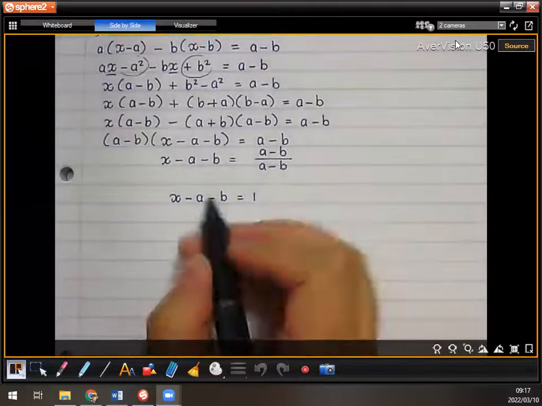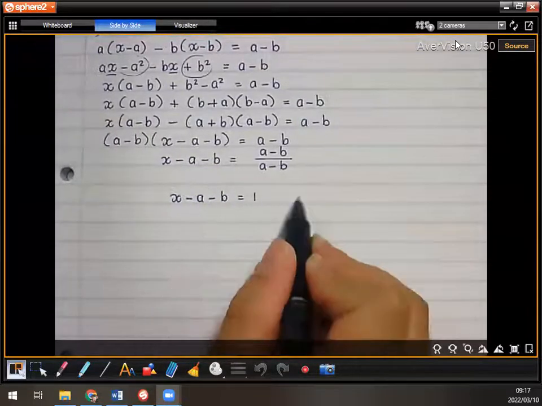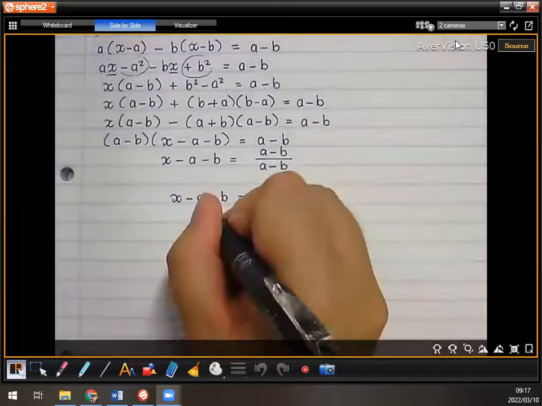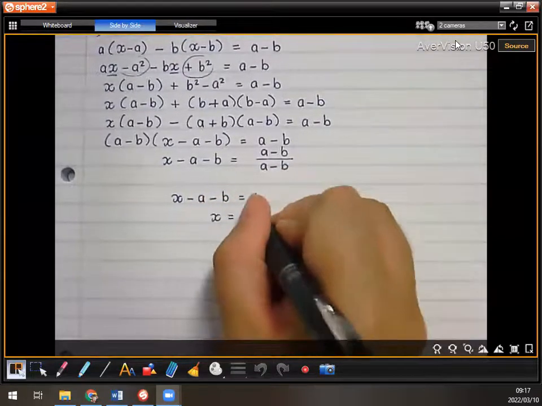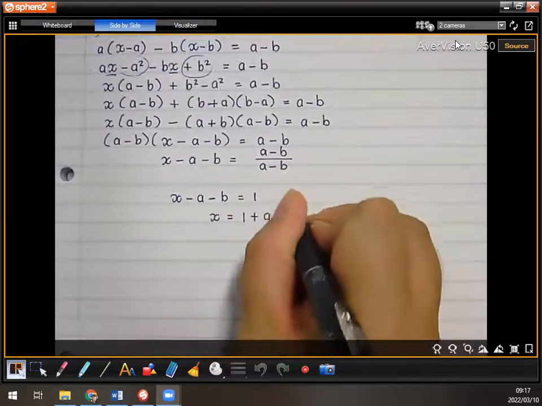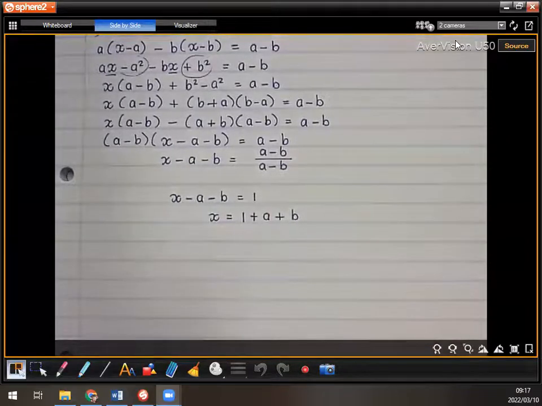But now to get x on its own, I just need to move the minus a and the minus b across. So x is going to be 1 plus a plus b. Is that what we got at the back of the book? Yeah. And obviously, those three terms, you can also change the order. It can be a plus b plus 1, or a plus 1 plus b, whatever, as long as those three terms are there.